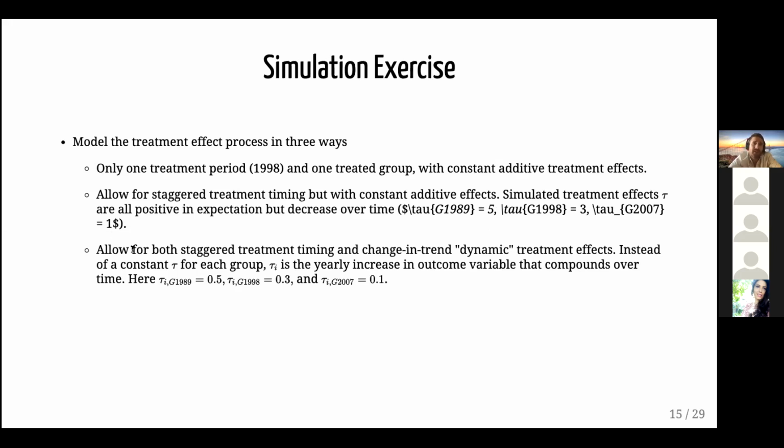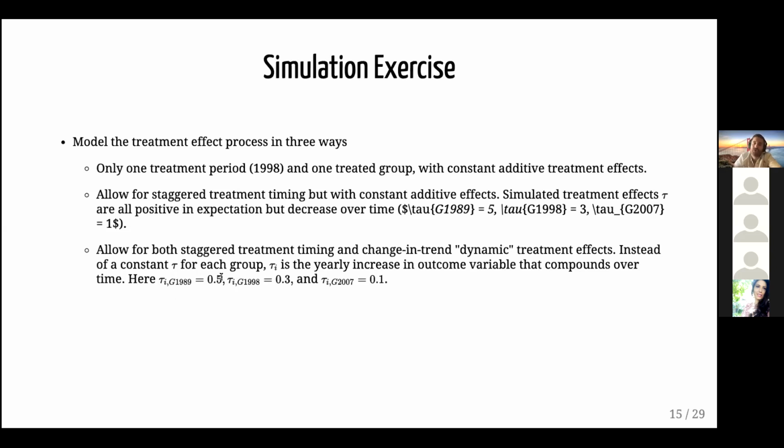And then for the third one, we allow for both staggered treatment timing and a change in trend effect. These are what they call dynamic treatment effects. So instead of a constant tau for each group, for each firm in a state, I'm going to pull a tau from normal distributions centered at 0.5, 0.3, and 0.1. What this does is that every year post-treatment, we add that to it.